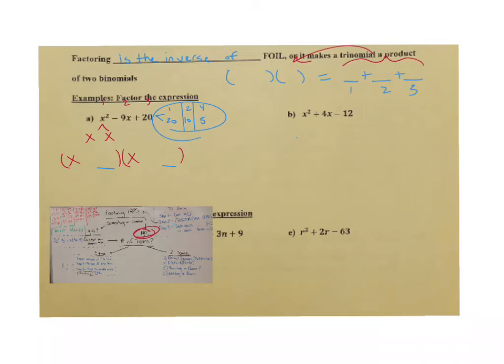So in reality, I could put x plus 1, x plus 20. I could put x plus 2, x plus 10. I could put x plus 4, x plus 5, because all three of those will give me positive 20. Now the other thing that tricks some people is that I could also put x minus 1, x minus 20, because if I have a positive number at the end, those could be two negative numbers, which will also give me a positive.